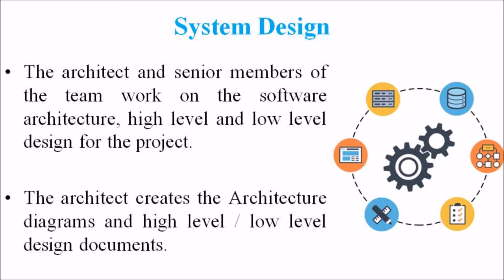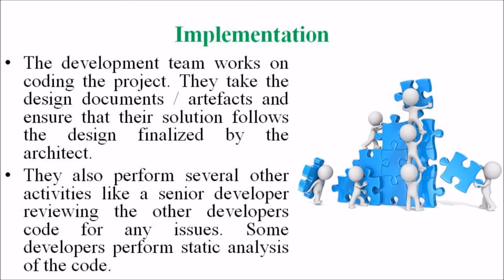When we come to the system design phase, the architect and the senior members of the team work on a software architecture as well as high level and low level design for the project. The architect creates the architecture diagram and high level and low level design documents. And when we come to the third phase, implementation, the development team works on coding the project.